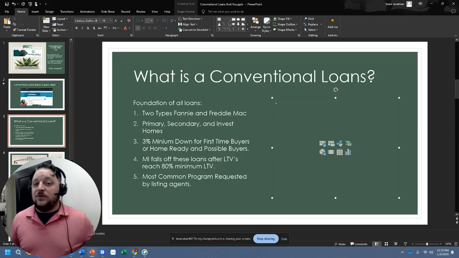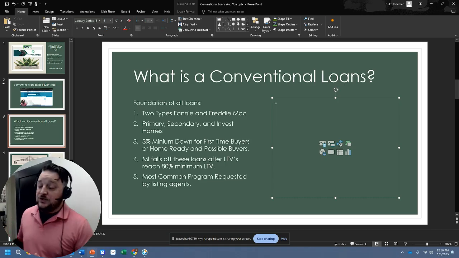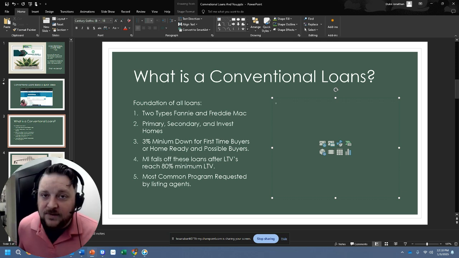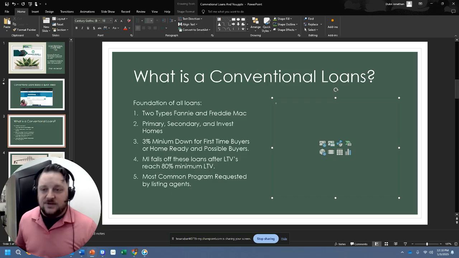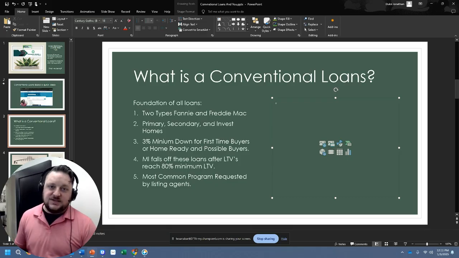As we dive deeper into conventional loans, you'll understand why we should take certain buyers conventional, why we shouldn't, and why you shouldn't be afraid of going other places other than conventional. But for the cheapest loan, the cheapest closing costs, the cheapest MI, and the most flexible lending, conventional is a great place to start.